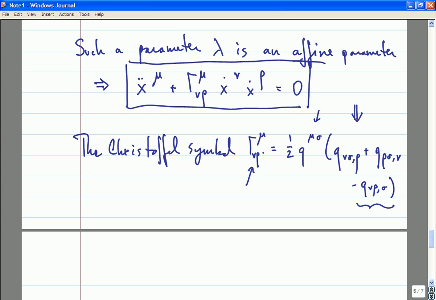Okay, so let's think a little bit more about what this Christoffel symbol means. Well, the first thing we note is that this Christoffel symbol has some interesting properties. The first is that because of the way that we defined it, this Christoffel symbol is symmetric in its two lower indices.